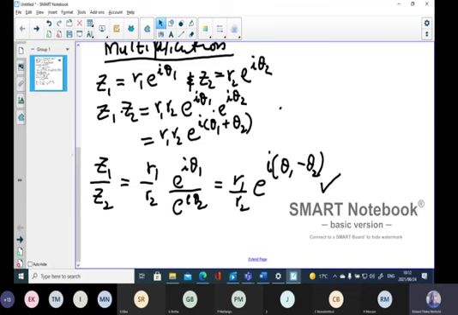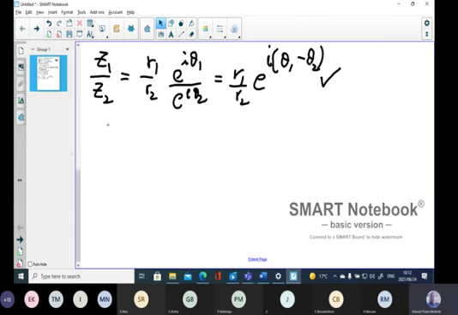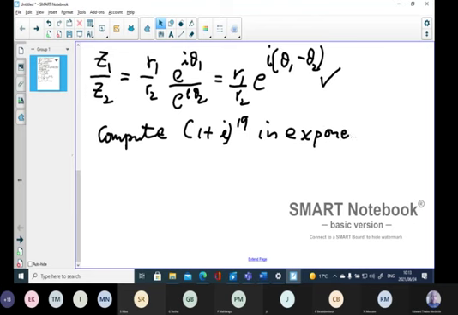Now let's take one example. There's somewhere where we have computed the powers using De Moivre's theorem. Let's say I ask you to compute 1 plus I to the power 19. You can see you cannot expand this, it's very long, in exponential form. The fact that it contains a power means you are forced to use De Moivre's theorem.